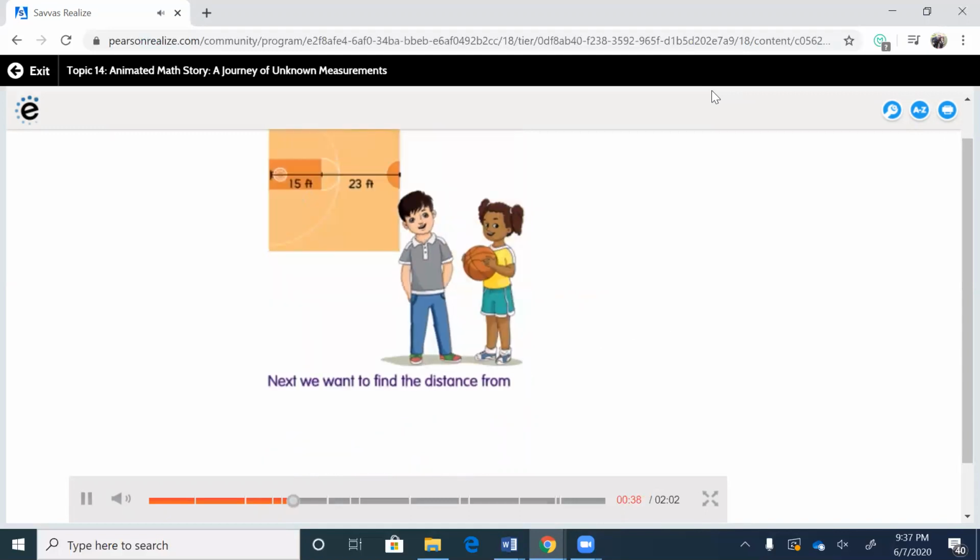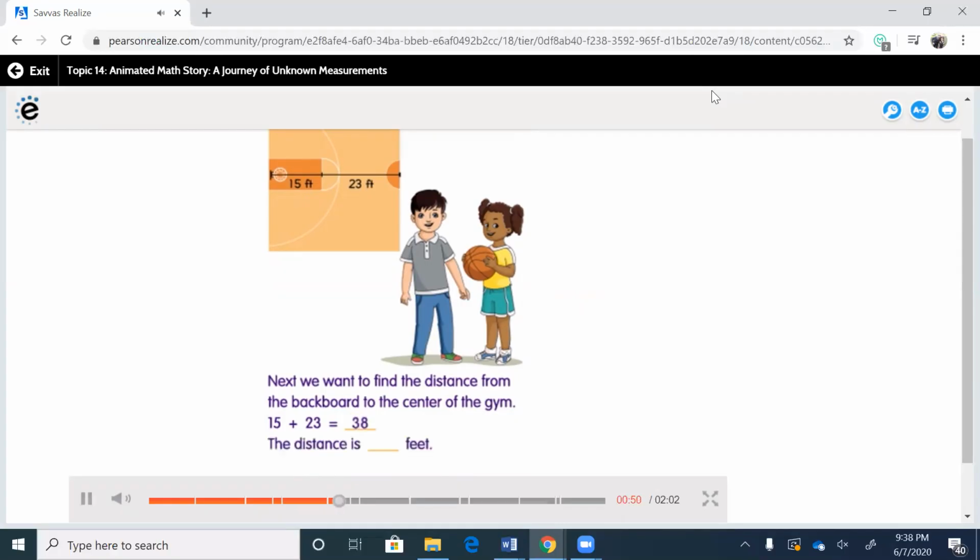Next, we want to find the distance from the backboard to the center of the gym. 15 plus 23 equals 38. The distance is 38 feet.